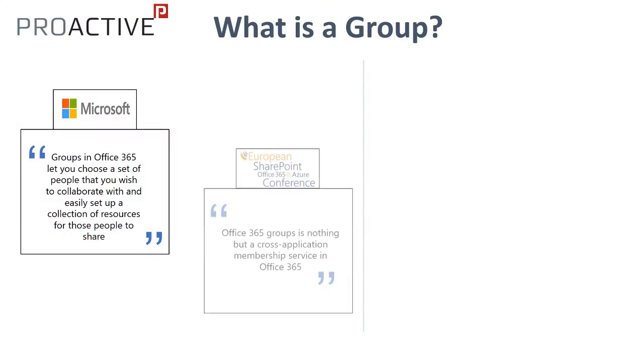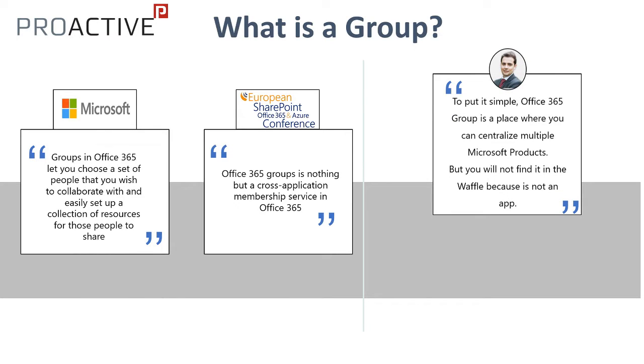When we present, okay, we should use groups instead of the SharePoint site, but then the customer says, but what is a group? If we check my slide, for example, if you go to Google and ask what is a group, you can get a lot of definitions. And for me, to put it simply, it's just a centralized place where you can get all Microsoft products and work with them. But you cannot use the waffle thing because it's not an app. So that's the part where they get lost: I want to create a group, but I cannot find it here in the Office menu, because it's not an app.